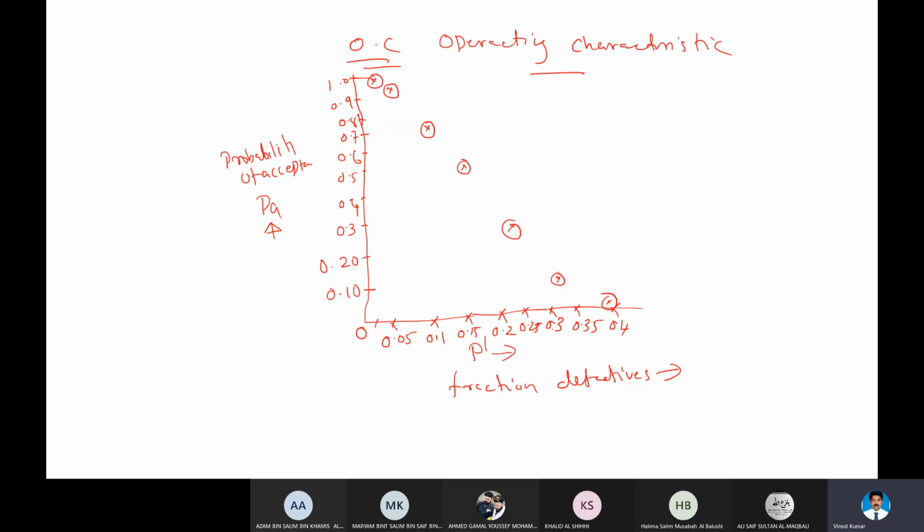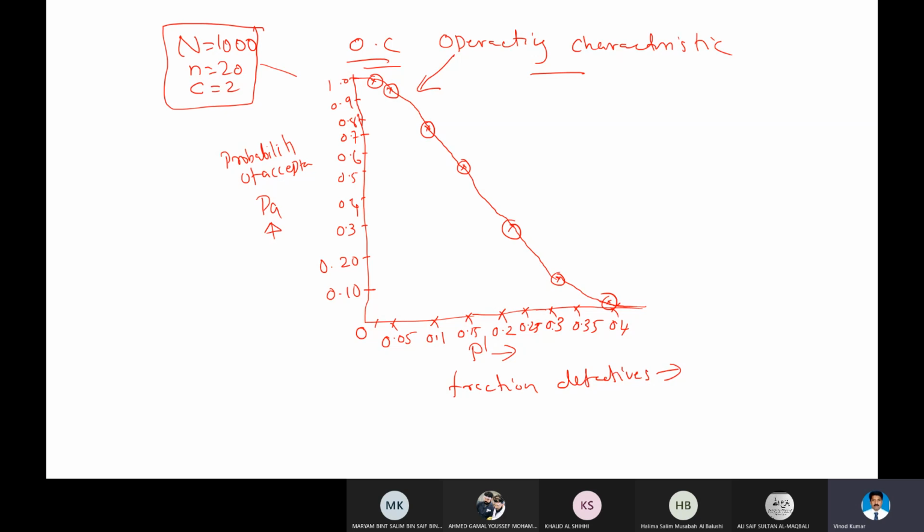Now join them. It will not stay here, it will continue like this. This graph we call the operating characteristic curve. It represents your plan to inspect. For example, if you select a simple sampling plan like this, then the graphical representation of that will be like this. You can analyze anything using this graph.